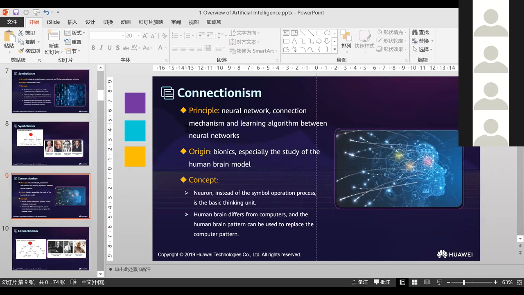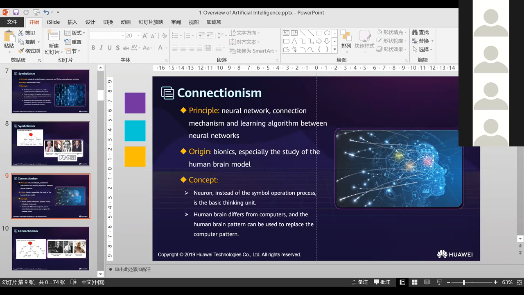Next question is, what is connectionism? I introduced the definition and the example of symbolism. So maybe you can guess what connectionism is, or give your definition of connectionism, or give an example of connectionism. Neurons and brain. Yeah, neurons and brain. Those are two keywords in connectionism.